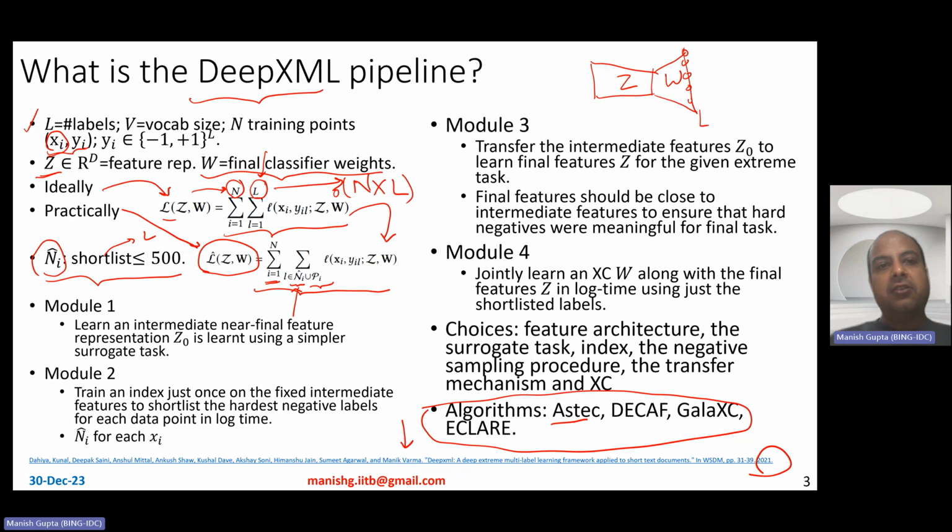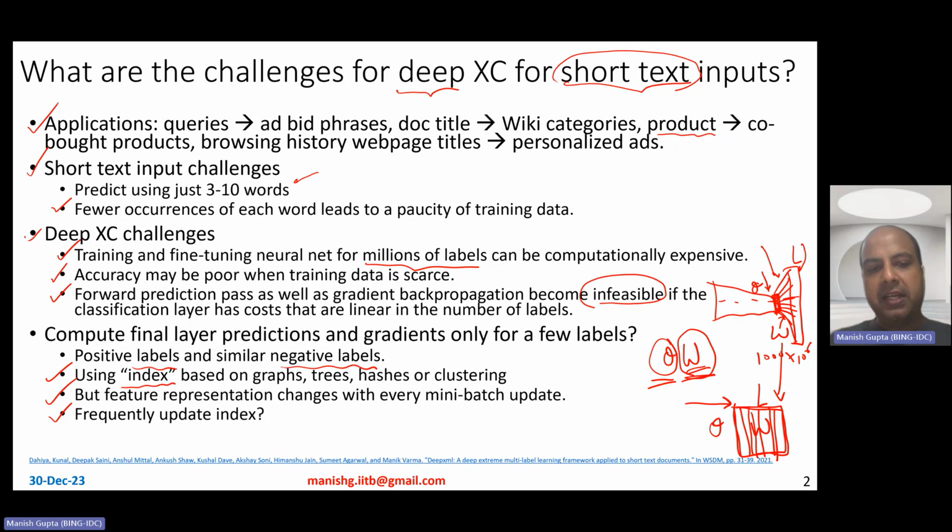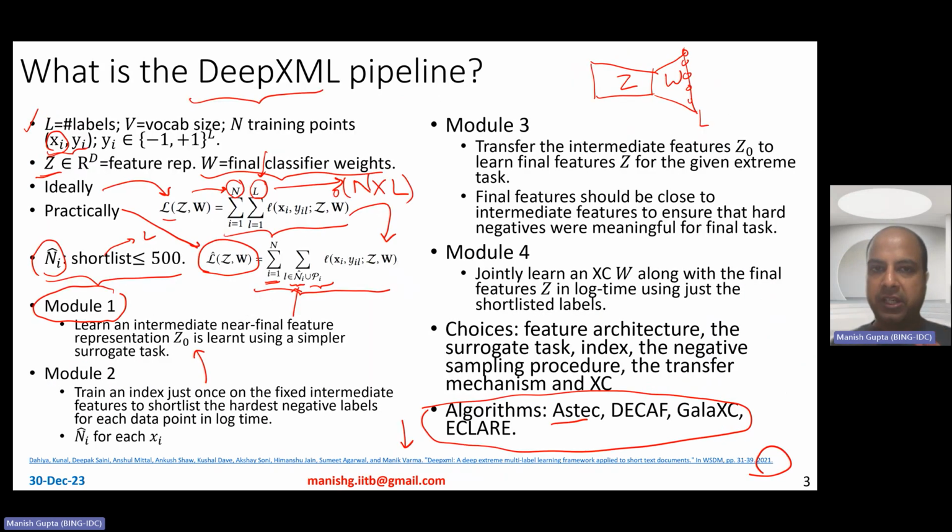Now this DeepXML pipeline actually has 4 different modules to get this thing done. The first module is going to train a feature representation. Remember the problem on the previous slide: these feature representations may change in the index, and somehow we want to keep the index fixed. So how is this index fixed in the DeepXML pipeline is what we're going to understand in this slide and the next few slides.